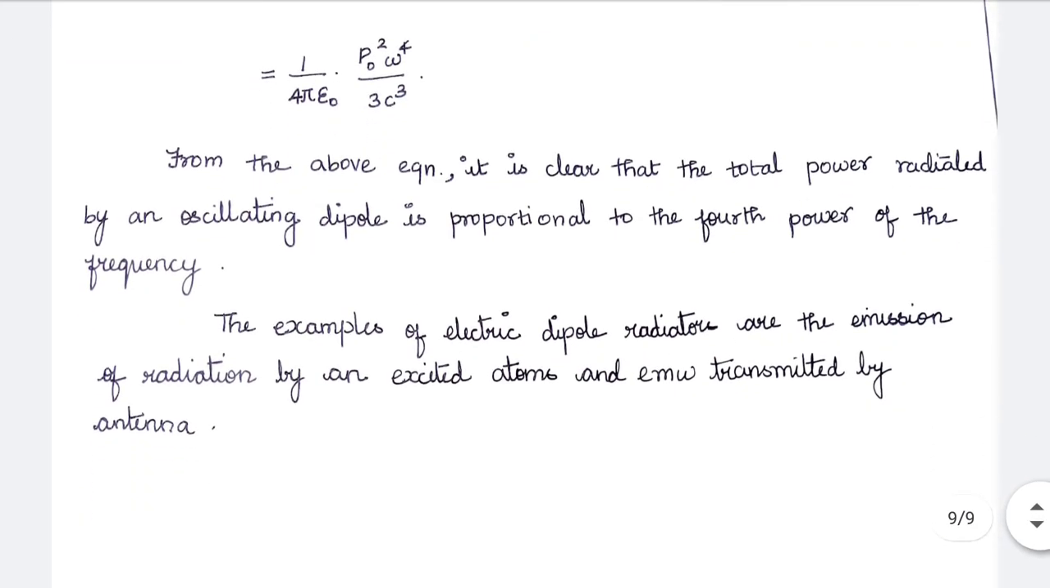From the above equation, it is very clear that the total power radiated by an oscillating dipole is proportional to the fourth power of the frequency omega. We come across electric dipole radiators in the emission of radiation by excited atoms and in the electromagnetic waves transmitted by an antenna. These two are very good examples of electric dipole radiators.